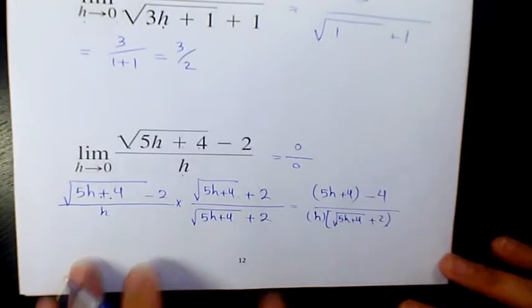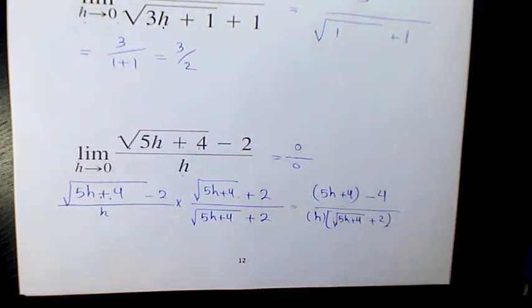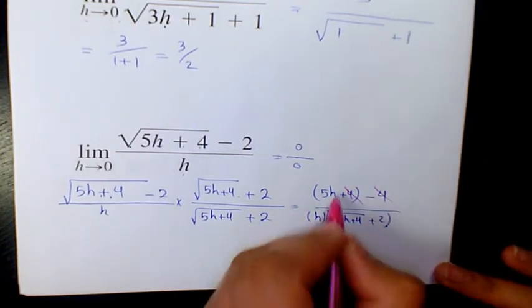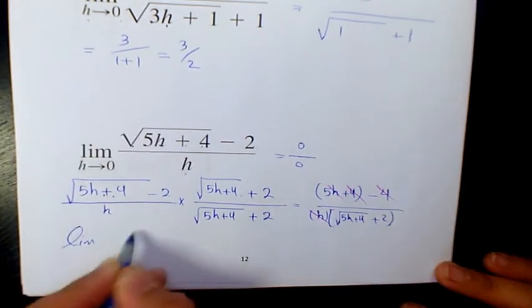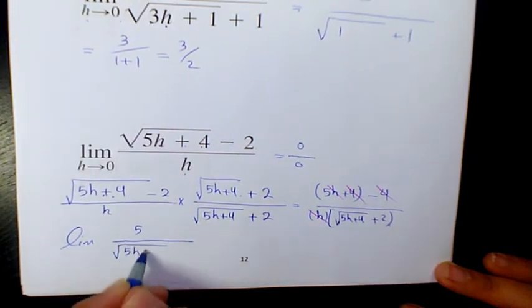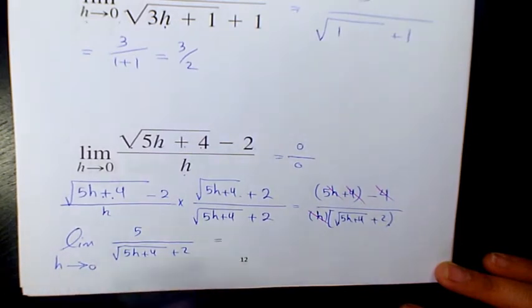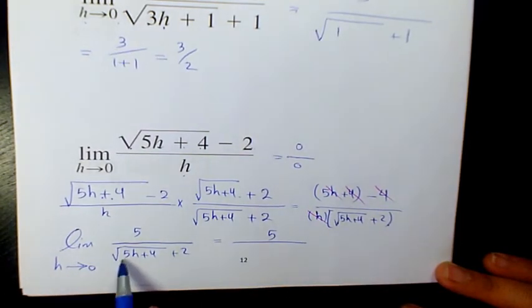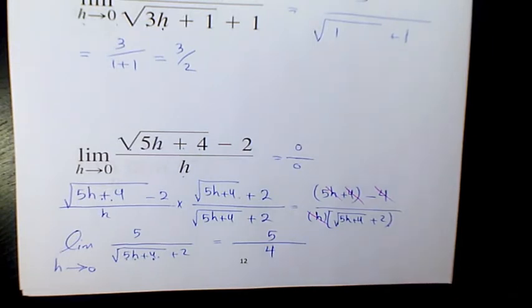Now when h approaches 0, first of all let's simplify it. 4 minus 4 is 0. h and h cancel out. So we have limit of 5 over square root of 5h plus 4 plus 2 when h approaches 0. It's going to be 5 divided by square root of 5 times 0, 0, 0 plus 4 is going to be 4. Square root of 4 is 2, 2 plus 2, 4. So the final answer is 5 over 4.